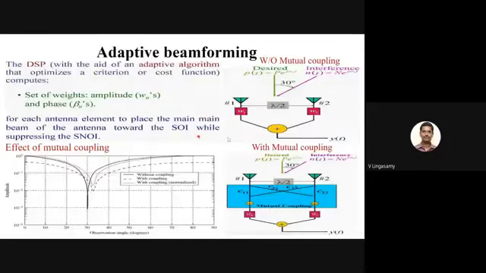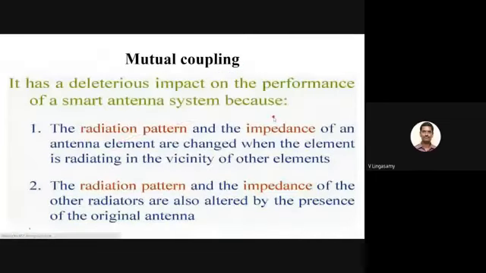For example, this is the antenna element. Its radiation pattern and impedance will get changed due to the coupling from the surrounding elements, or due to the vicinity of the other elements of the array. If you are transmitting, for example, and you place one element at the center with many elements surrounding it, this particular element's radiation pattern and impedance will get affected by the other elements.